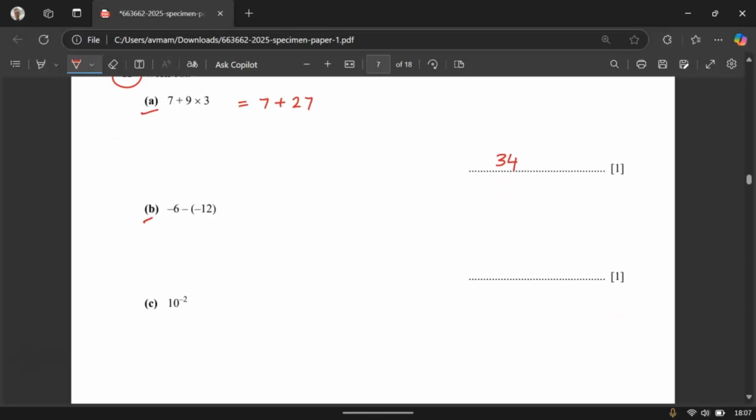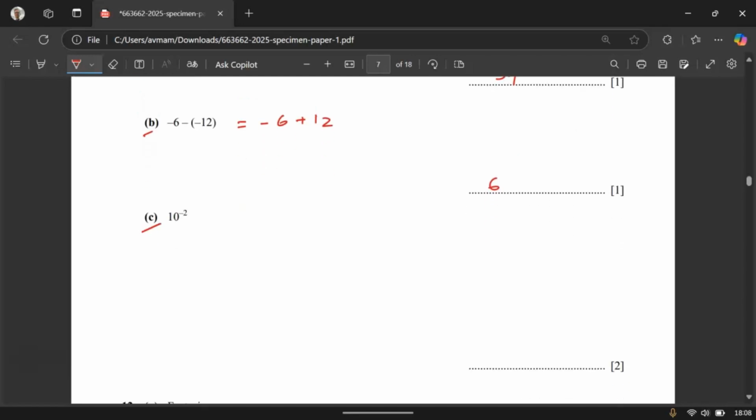Part B, minus 6 minus 12, that will turn out to be minus 6 plus 12, and then minus 6 plus 12 will give you positive 6.